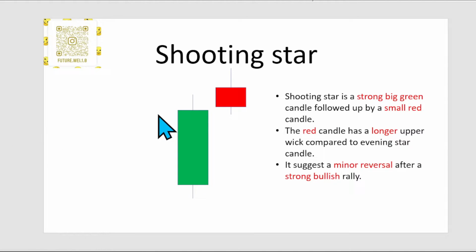Next up, we have shooting star. Shooting star is a strong big green candle followed up by a small red candle. The red candle has a long upper wick as compared to evening star, where the wick is smaller. It suggests a minor reversal after a strong bullish rally. The TP for shooting star is back to the candle open of the big green candle.